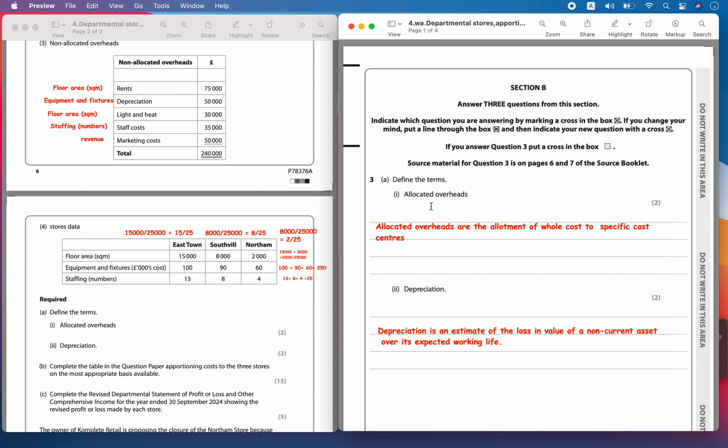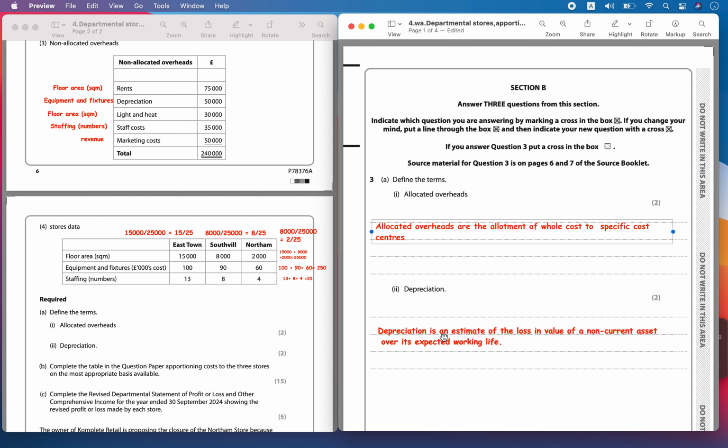3A, define the term allocated overheads. Allocated overheads are nothing but the costs which can be completely identified to a specific cost center. It is an allotment of the whole cost to a specific cost center. I can say that this cost center has generated this much of expenses to the business.